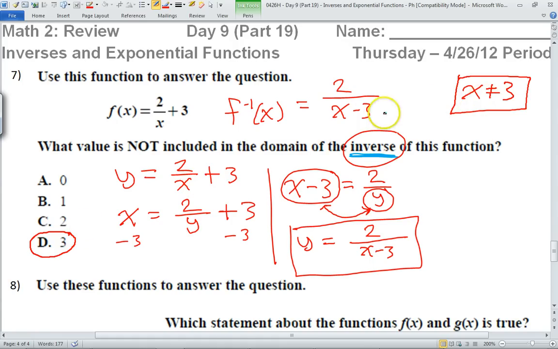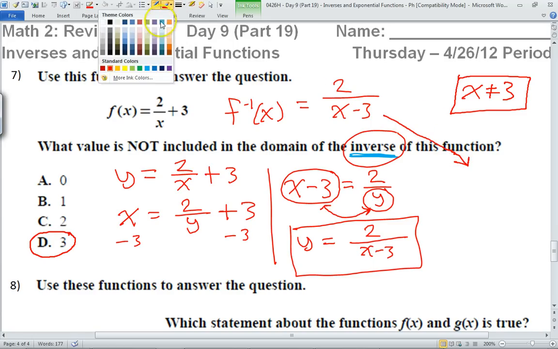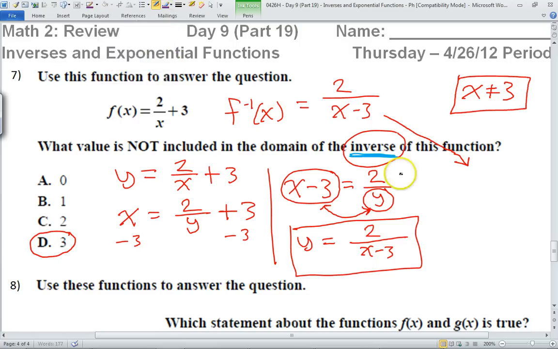Remember, I can always get this value by setting this denominator here equal to 0. If I set this equal to 0, x minus 3 equals 0, it's clear I'd have to add 3 to both sides. I should say x minus 3 cannot equal 0. That means x cannot equal 3. That's another way to look at it.